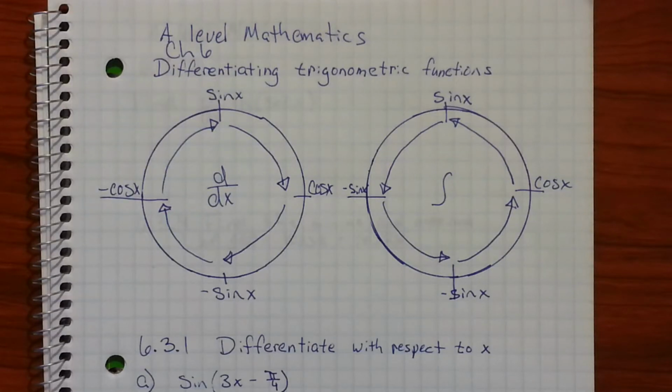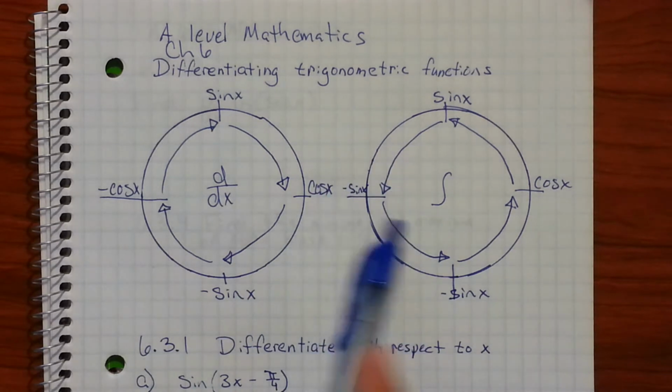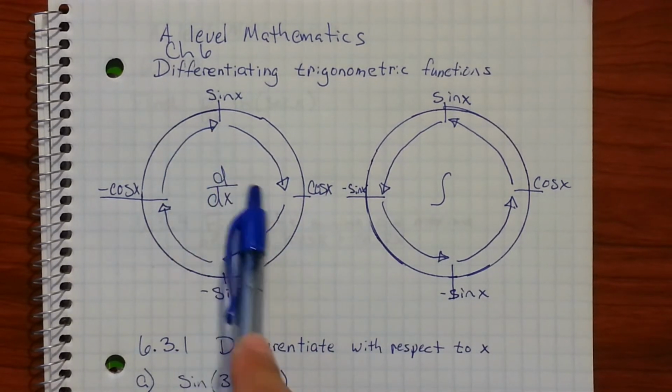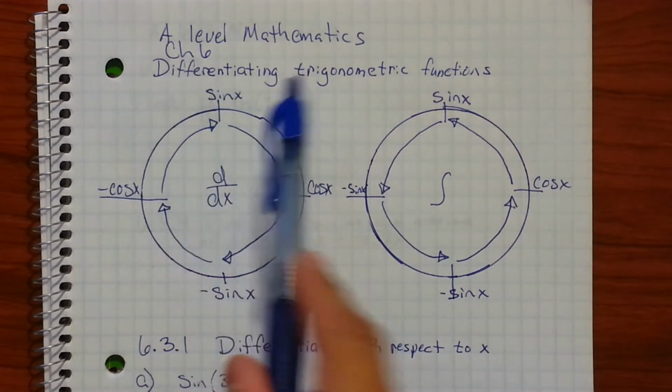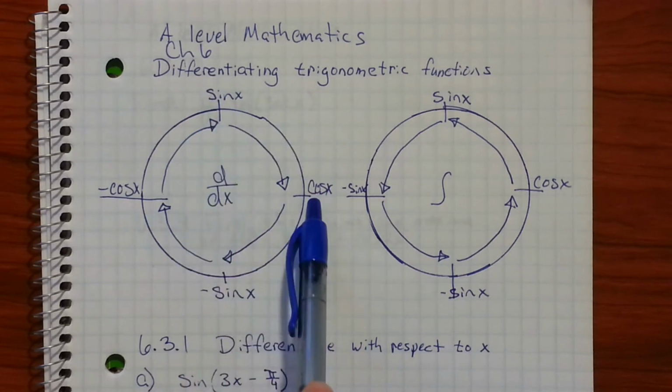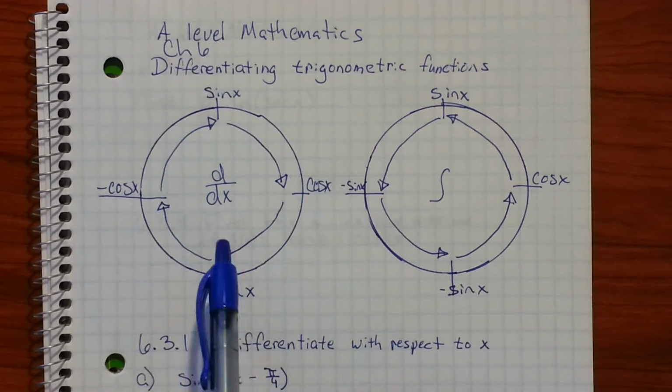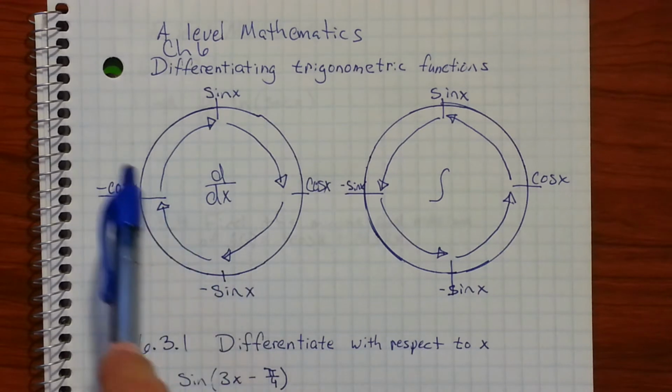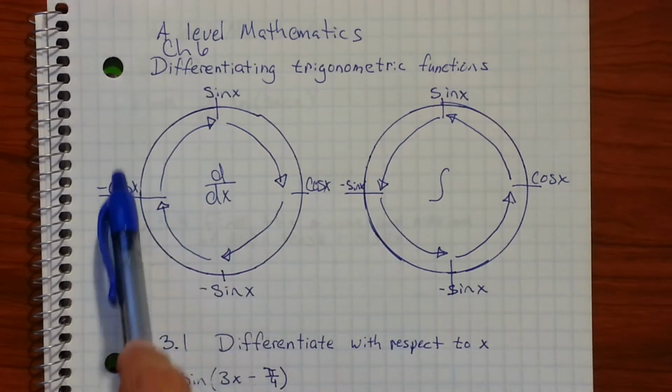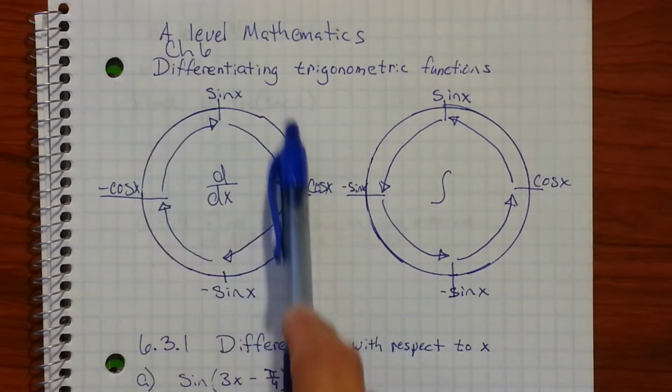This is A-level mathematics. We're going to be doing chapter 6, differentiating trigonometric functions, and I have a trick to this. So I have a circle here, and for doing derivatives, it goes in the order: it goes from sine to cosine, cosine goes to negative sine, negative sine goes to negative cosine, and negative cosine goes back to sine, and it keeps going like that.